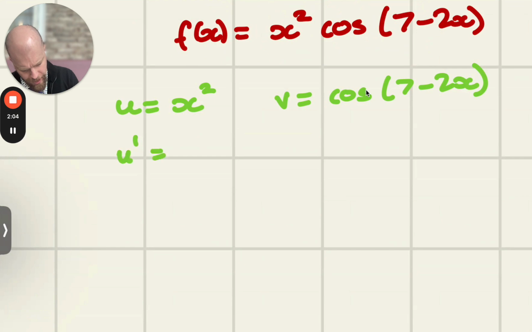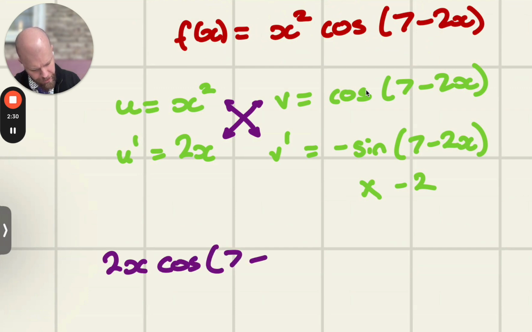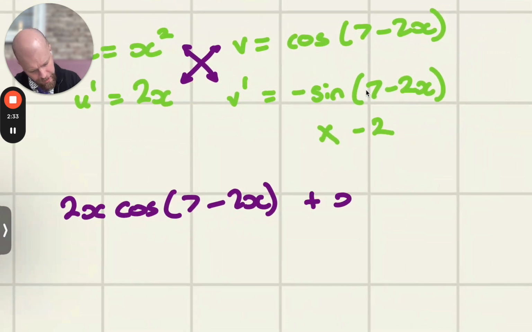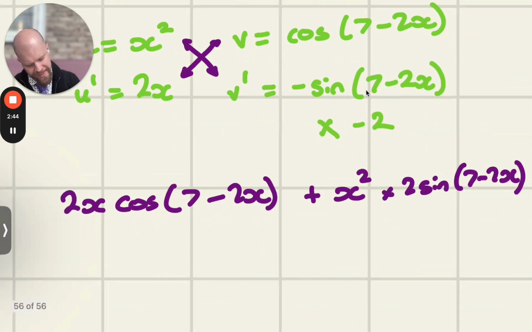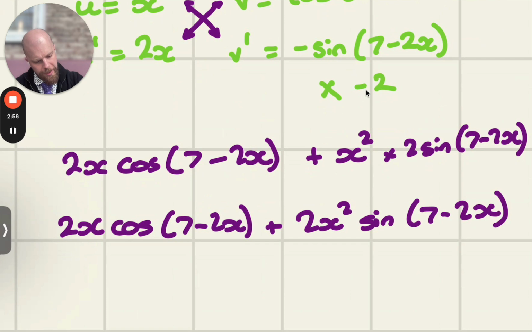If I differentiate x squared, I get 2x. And if I differentiate cos, I get negative sine. So I get minus sine of the brackets. And then I multiply by the differential of the inside, which is minus 2. Remember, with the product rule, you multiply these together. So I'll be left with 2x cos 7 minus 2x plus x squared times, you've got minus and a minus, makes a plus, so you've got 2 sine 7 minus 2x. So I want to simplify that down. I'll get 2x cos 7 minus 2x plus 2x squared sine of 7 minus 2x. And that would be how you differentiate that.